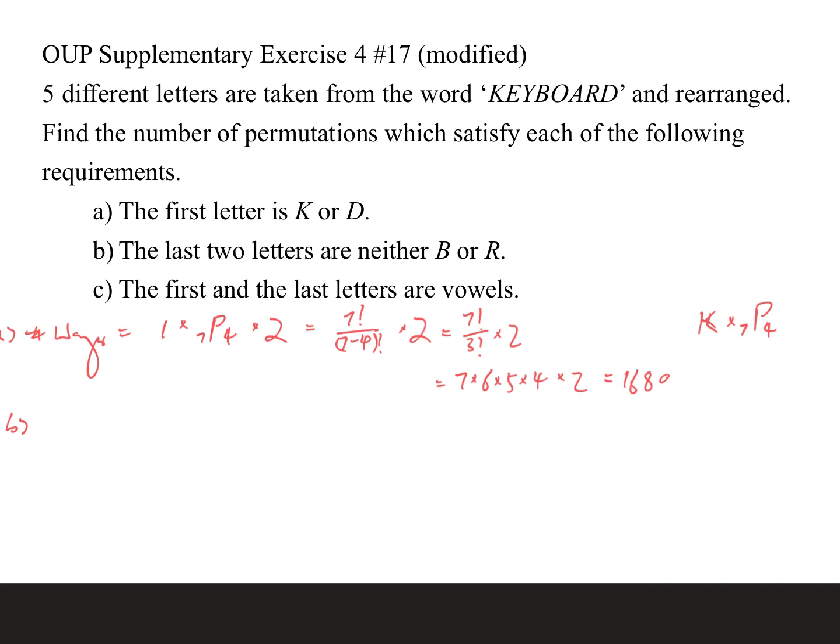Then for part B, the last two letters are neither B nor R. Now notice that the last two letters must not be B or R. Well, all we need is all choices minus. Now, let's think about the opposite of neither B nor R.